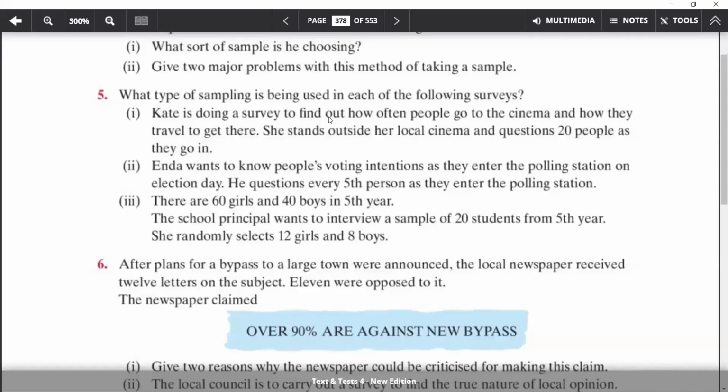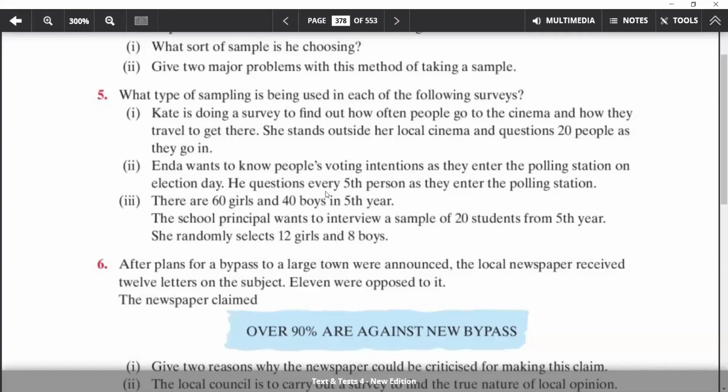Just looking at question 5, what type of sampling is being used in each of these surveys? Kate's doing a survey to find out how often people go to the cinema and how they travel to get there. She stands outside her local cinema and questions 20 people as they go in. That's very much convenience sampling, and it is likely to be biased because she's talking to people who are obviously going to the cinema. People who do not attend the cinema have no chance of being in that survey.